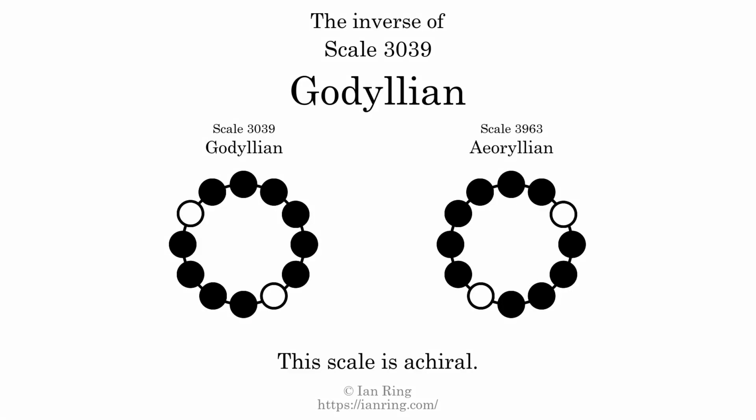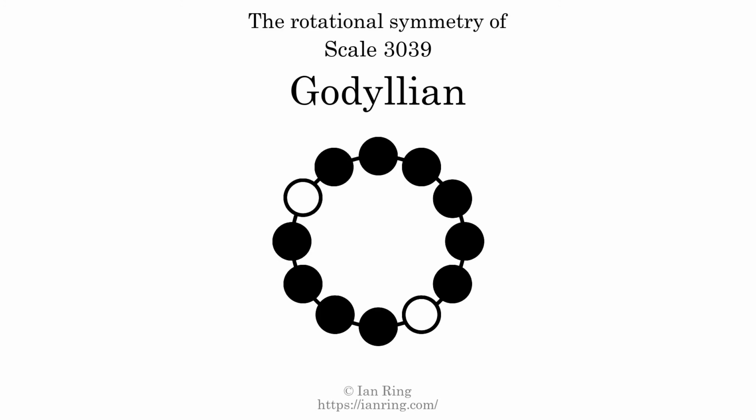The inverse of a scale is a mirror image. It is what you get when the sequence of intervals is reversed. The inverse of this scale is scale 3963, also known as Godyllian. This scale is achiral, since it can transform into its own reflection by a rotational transformation. This scale has no rotational symmetry.